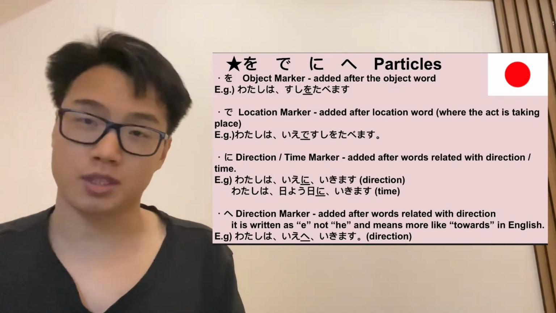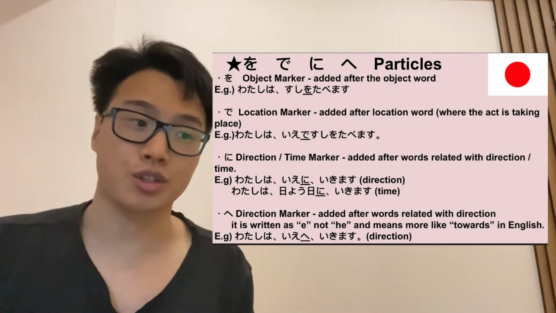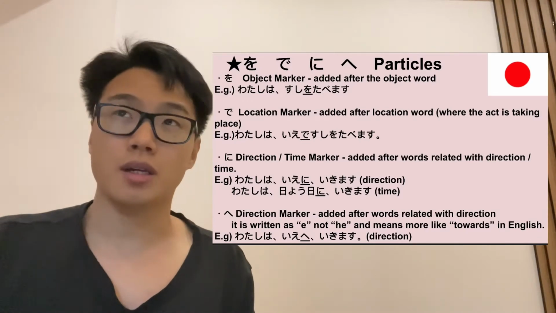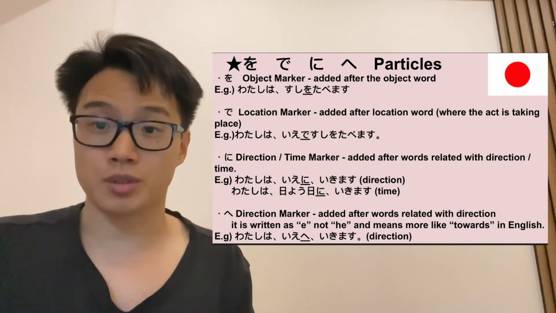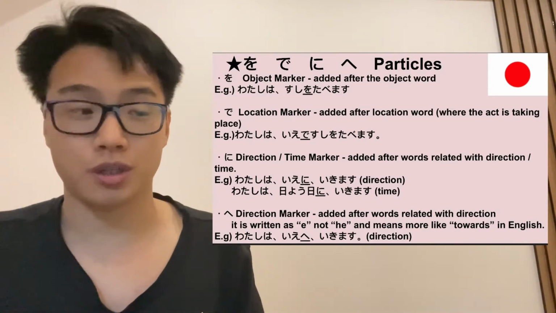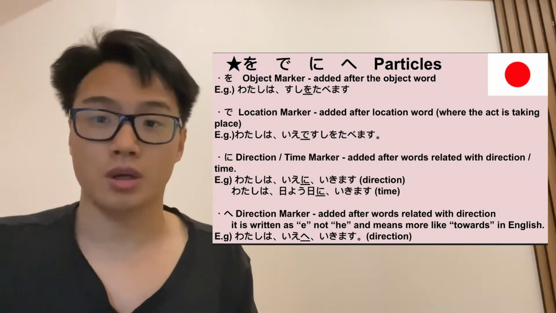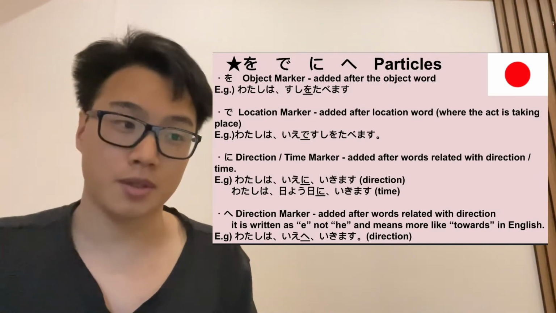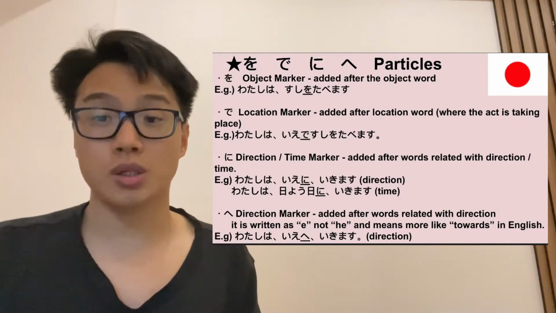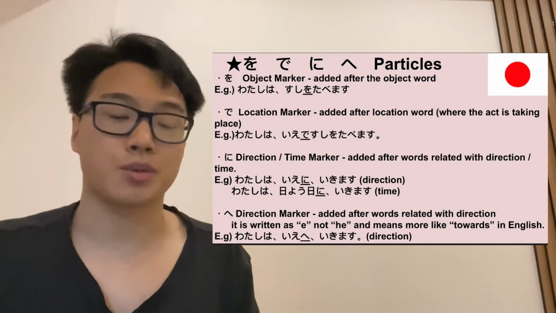For example, in English, I eat sushi, right? Sushi in this sentence is an object, right? That's why in Japanese, when we want to say sushi as an object, we have to add this object marker, o. So, I eat sushi. In Japanese, it's going to be watashi wa sushi o tabemasu, right? Watashi wa sushi o tabemasu.